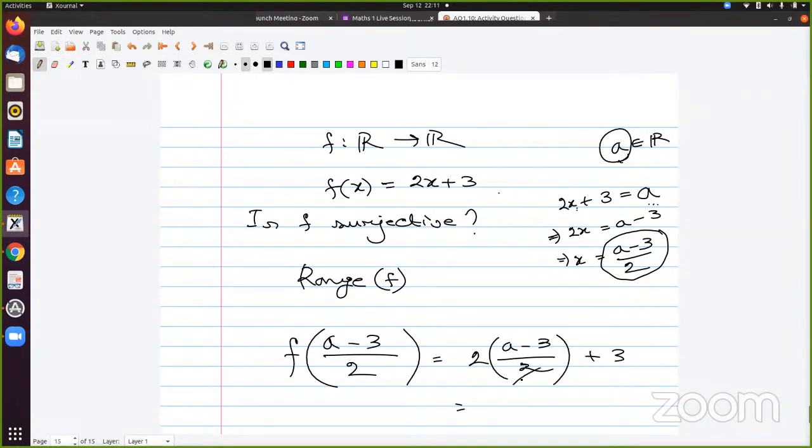This will cancel out. So I will get A. Now this A can be any real number, right? So any real number I can get as an output, because A minus 3 by 2 is a real number. Correct? This is a real number. This is an input, valid input.